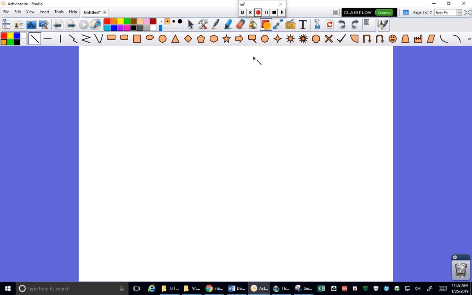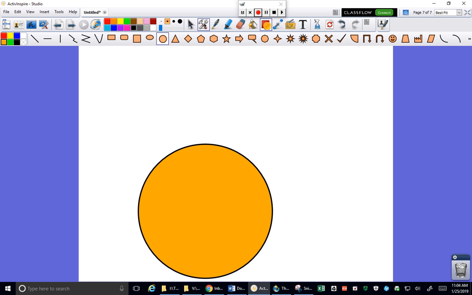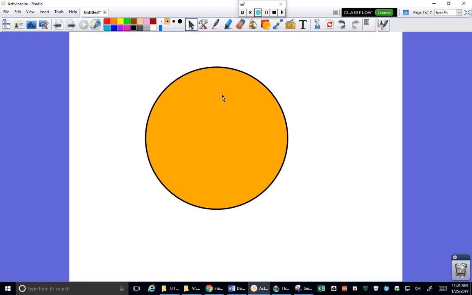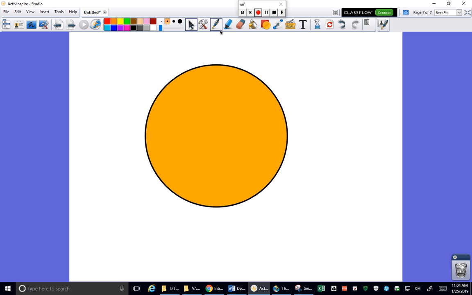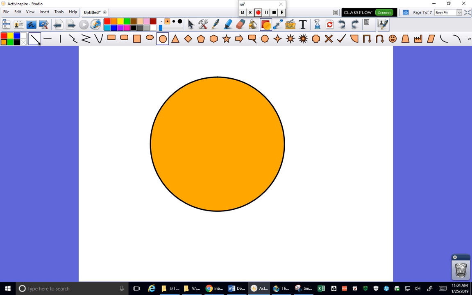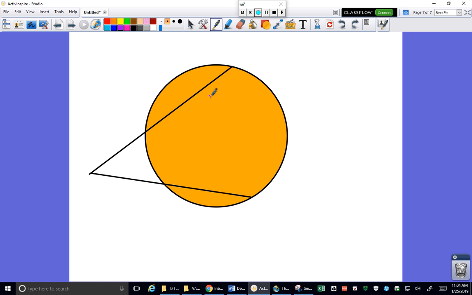Where's my circle go? Here's my circle. Oops, there we are. Okay, what happens when a secant and a secant get together? So here is one secant line, like that. And here's another secant line right here. So we once again have a couple portions. We have an inside portion and an outside portion, and an inside portion and an outside portion.